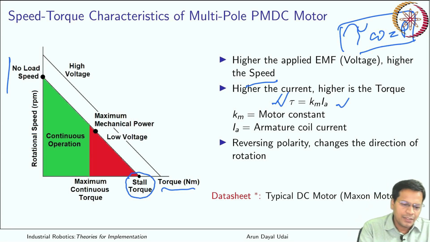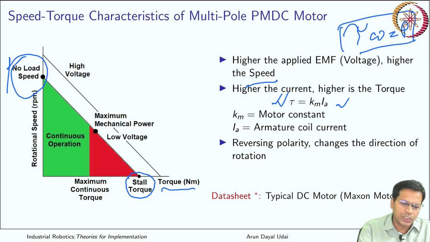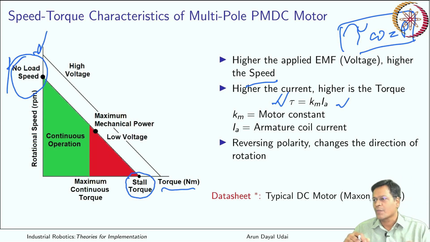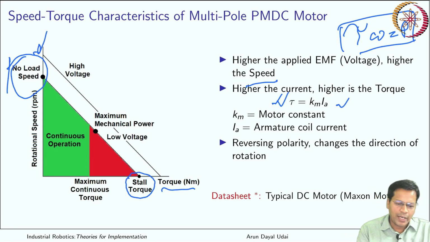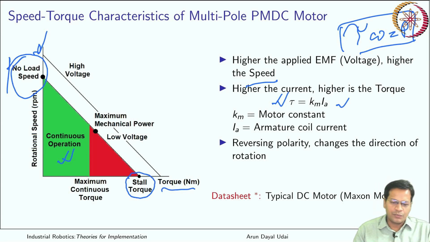Okay, and this is the no load speed, when the effective torque, apart from the torque which is there due to friction and all. So if it is not loaded, this is the maximum rotational speed that you can see. Okay, so you have to run your motor somewhere in between. This is the continuous operation range. Okay, so that is where you should be.